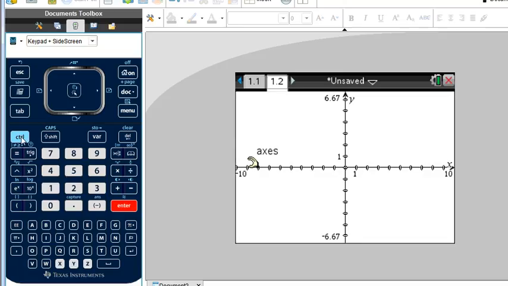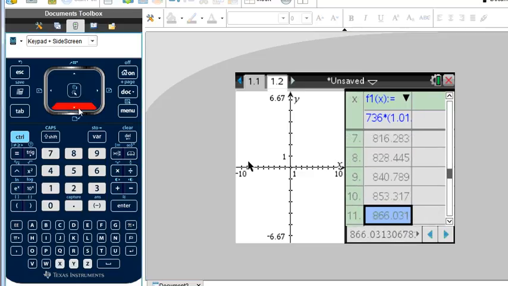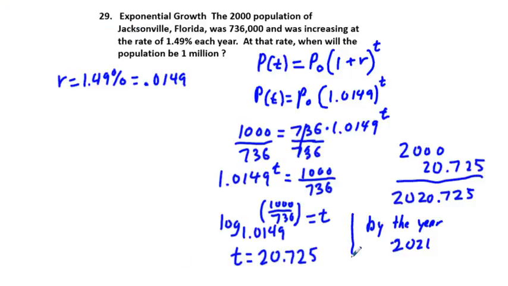But if we go to our table view, we press Control T, we're able to scroll down. And if we scroll down to year 20, because we're talking about 2020, we can see at year 20, we're just below 1,000. At year 21, we're just above 1,000. So at nearly year 21, we're going to meet the conditions. So that corroborates our answer here, by the year 2021.